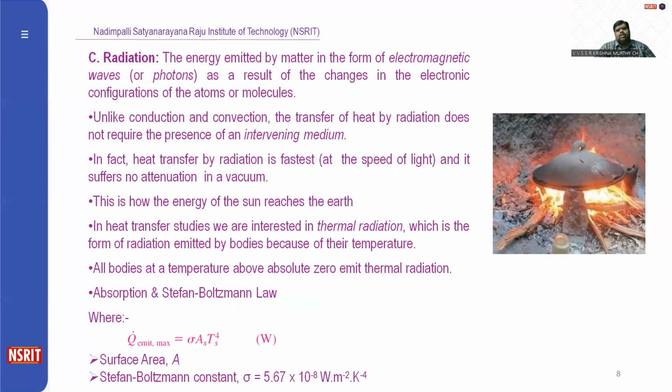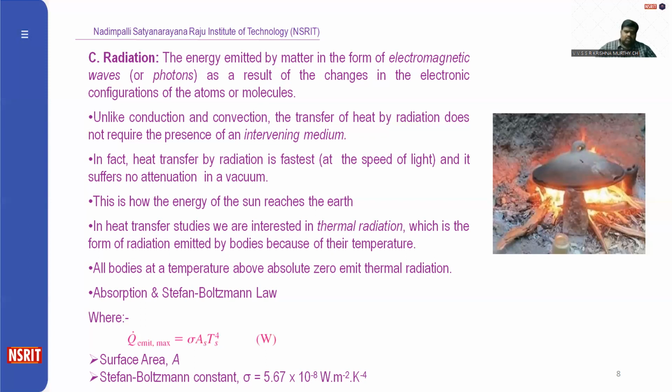The next mode of heat transfer is radiation. Unlike these two, radiation is a different mode of heat transfer which takes place without any medium. For example, if you take our brain, there are n number of nerves, and there is a transfer of energy from one nerve to another nerve. So, within space, if there is a transfer of heat, then it is called radiation heat transfer. In fact, radiation travels at the speed of light and suffers no attenuation in vacuum.